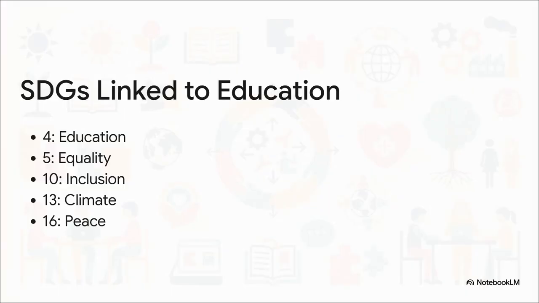Now, while all 17 goals are obviously vital, our source text highlights a few that link especially well to what we do every day. We've got SDG 4, quality education, SDG 5, gender equality, SDG 10, reduced inequalities, SDG 13, climate action, and SDG 16, peace, justice, and strong institutions. These specific goals serve as just perfect launching pads for classroom discussions. They help build deep social awareness right alongside your standard academic curriculum.